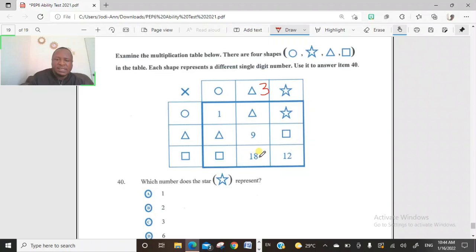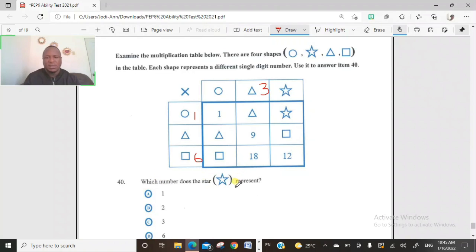Now, what times 3 gives us 18? We can say that 3 times 6 gives us 18. So we can say that this box here is 6. Right? The square is 6. And we established that this is 1 already. Right? So triangle is 3. Square here is 6. Right?